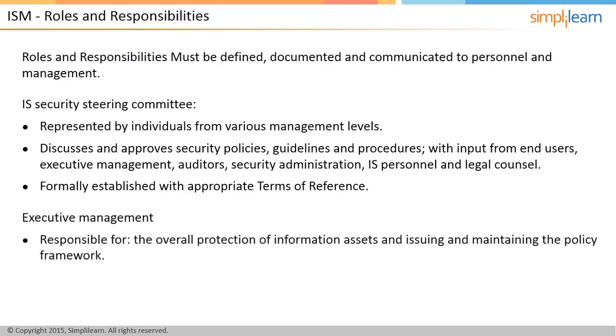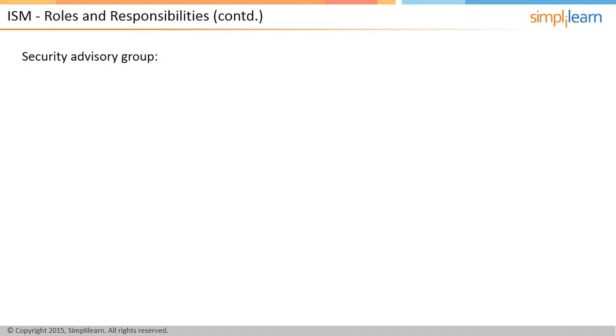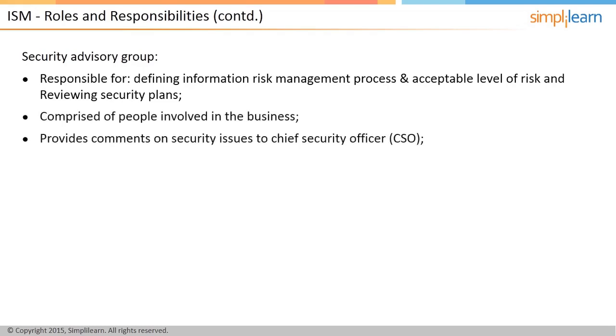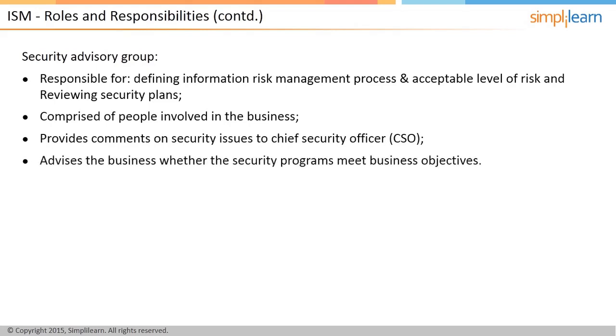Executive management is responsible for the overall protection of information assets and for issuing and maintaining the policy framework. The Security Advisory Group is responsible for defining the information risk management process and acceptable level of risk, and reviewing security plans. It is comprised of people involved in the business and provides comments on security issues to the Chief Security Officer, CSO. It also advises the business whether the security programs meet business objectives.